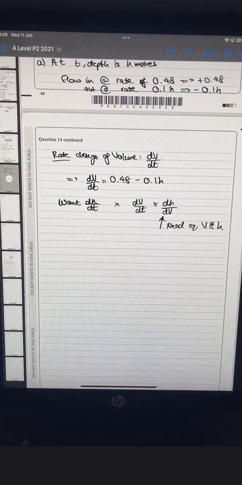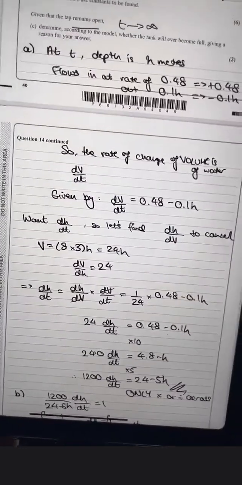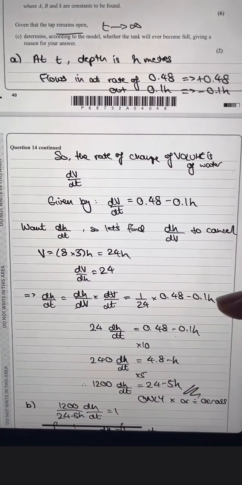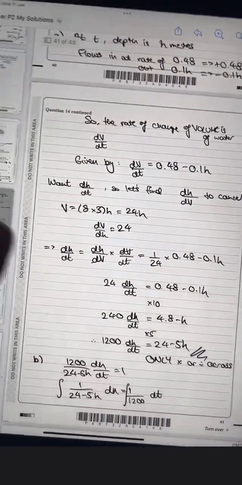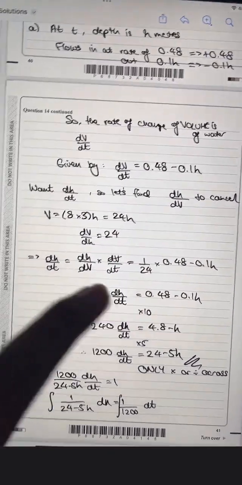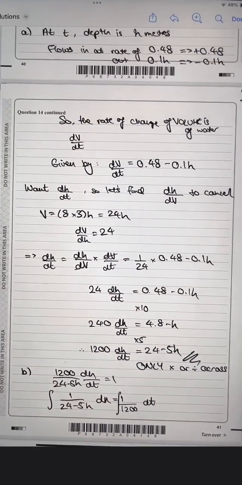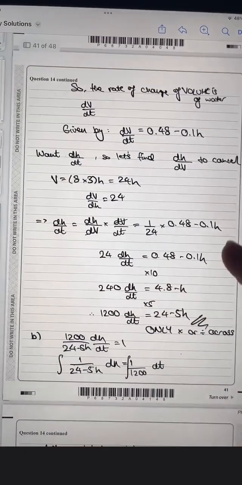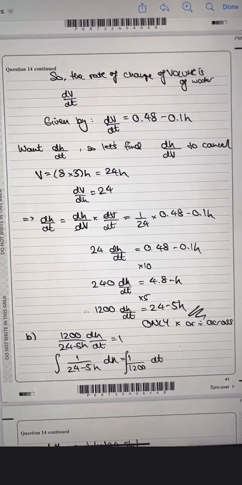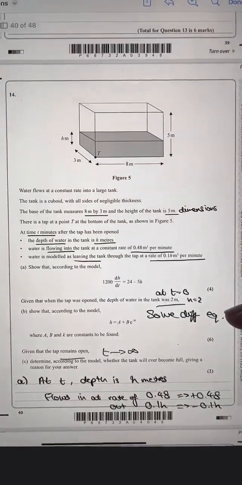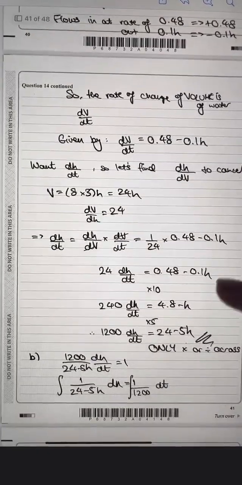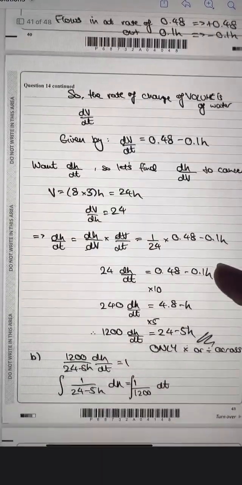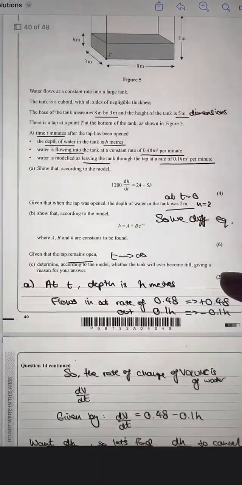So here, this is my plan. You can see we were over here, and I multiplied that by 1 over 24. If I now ignore this middle bit here, I'm multiplying this side by 24, and I just have that on the other side. I forgot to put brackets there, my bad. So I need to have 1,200 dH by dt. So how am I getting from 0.48, which is my constant, to 24? How am I getting to negative 5h?